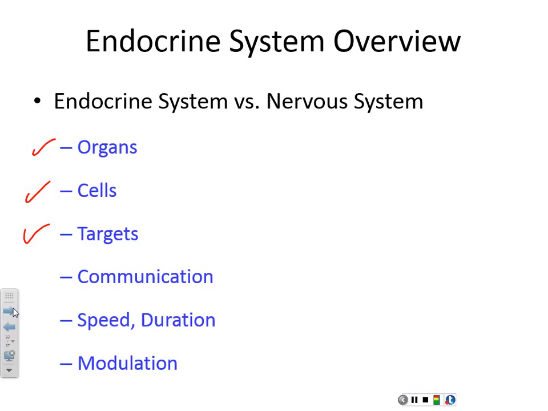The target cells for the endocrine system: any cell that has a receptor for the hormone is a target cell, right? And then for the nervous system, wherever there's a synapse, a functional connection, okay? When one cell synapses with another cell, or muscle cell, or neuron, then that's how it affects the other cell. Communication, how hormones are passed along in the body: hormones travel in blood, all right?